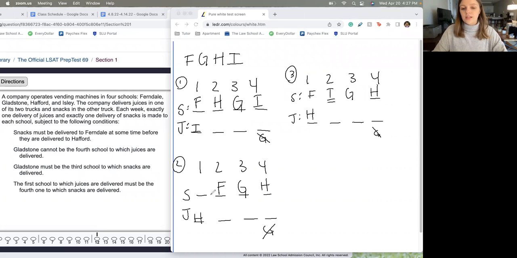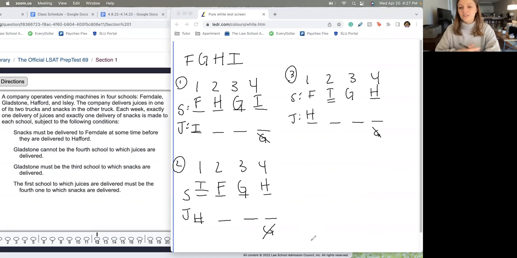And I can also look at that second rule or second world and fill up my snack line because I've used F, G, and H. I only have I left over. So I'm going to just drop I in there. This is why I like this game. My first row is completely filled. Like, it's great. I love it.